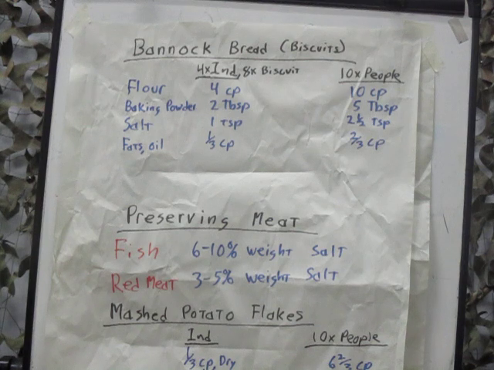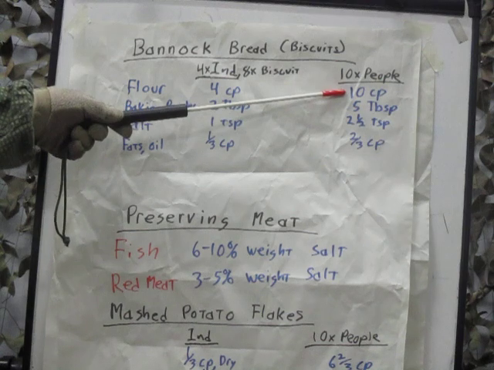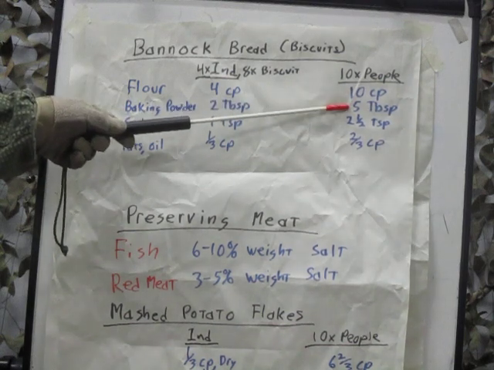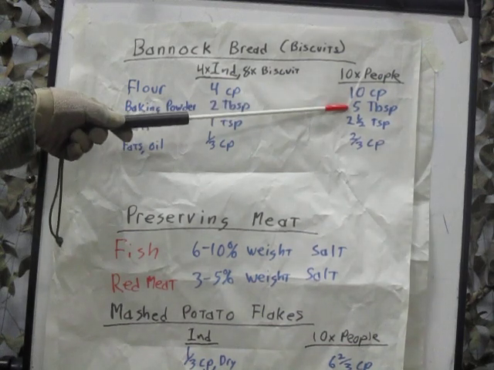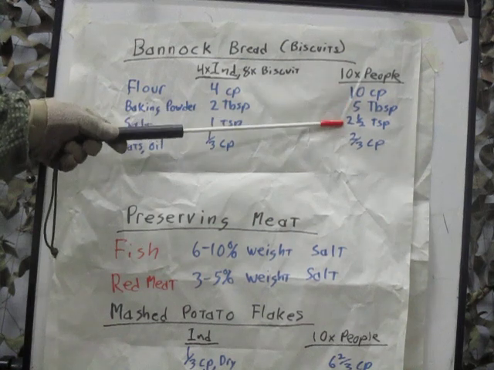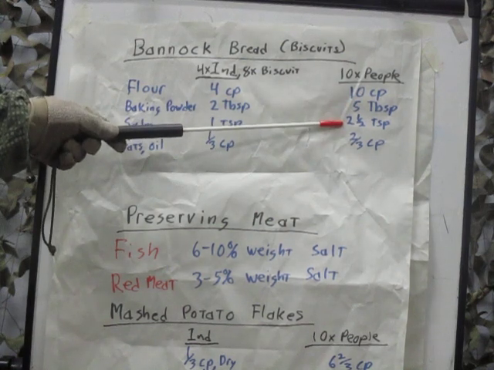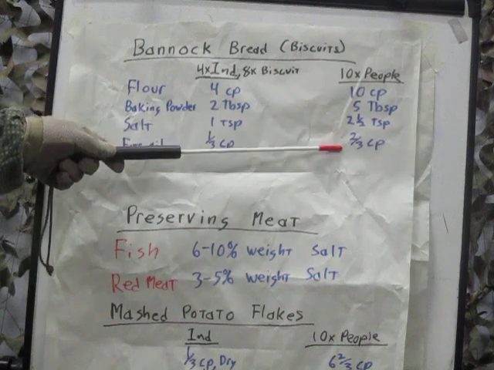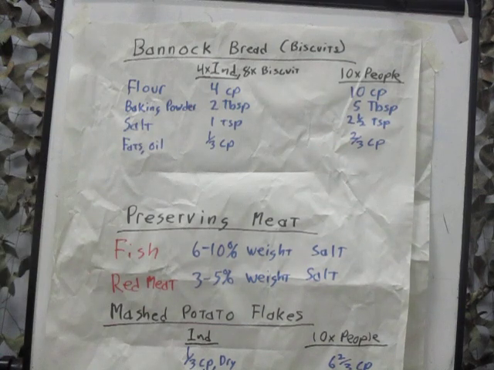Now breaking that down and then putting it as for 10 people for 1 single meal. This will create 20 biscuits. 10 cups of flour, 5 tablespoons of baking powder, 2.5 teaspoons of salt, and around 2/3 to 1 cup of fats or oils.